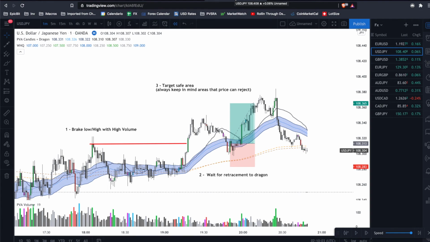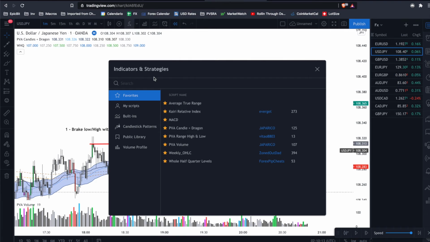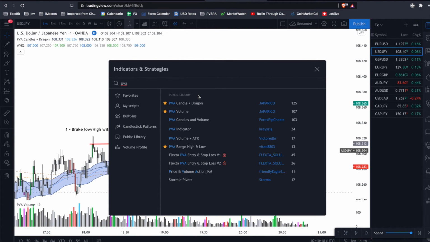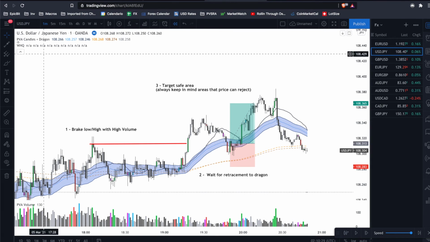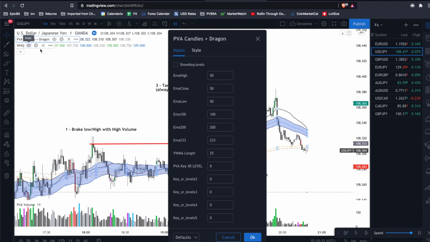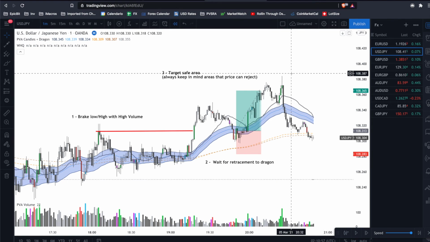First step, I'm gonna teach you how to add these indicators. We are here on tradingview.com, and we're gonna go for indicators and strategies, and we're gonna search PVA, and then we're gonna add this PVA candle and dragon and PVA volume. The configuration I use here and here is the default one. I don't change anything.